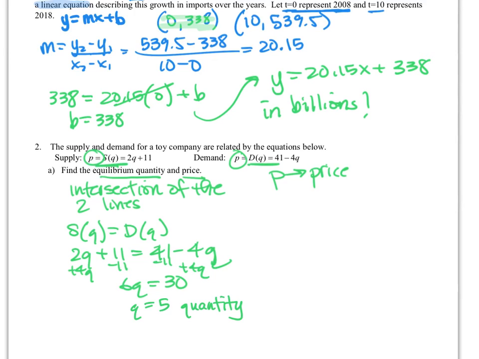Now, how do we figure out the price? We plug that into either the supply or the demand. Why? Because that price is represented by either of those functions. So let's just go ahead and put it in the supply. We are putting in that quantity of 5 where the q is, and we would get 21. So the equilibrium quantity is the 5. The equilibrium price is the 21.